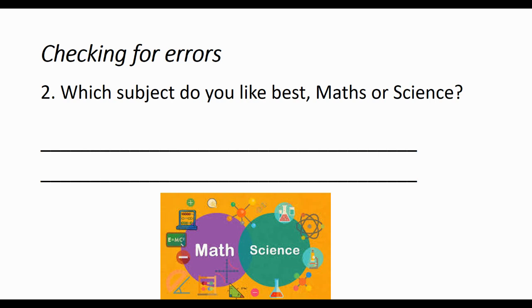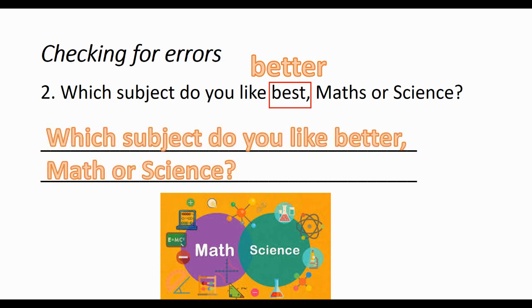So, we shouldn't use the superlative adjective best. We should actually use the comparative adjective better because you're only comparing maths to science or science to maths. Two things are being compared. So the correct sentence should be, which subject do you like better? Maths or science? Okay, and that's it for the lesson.